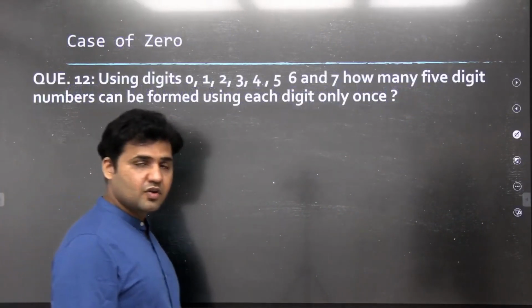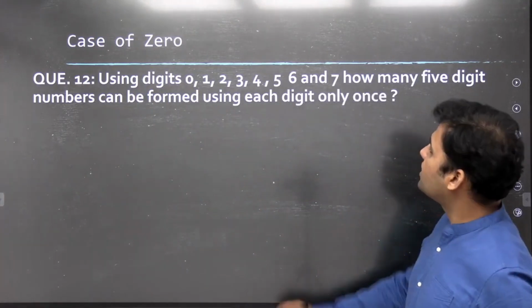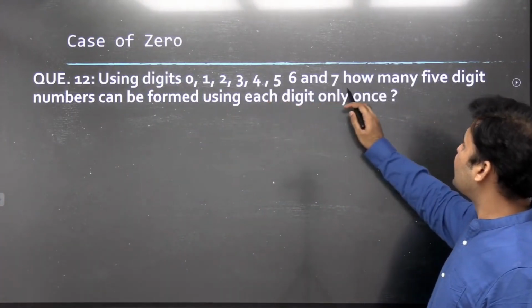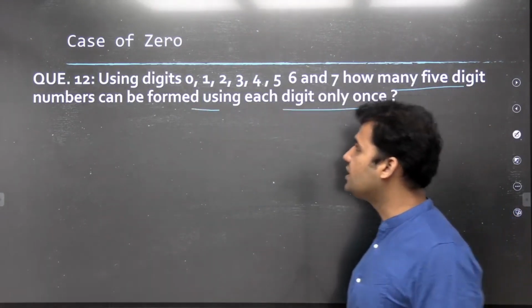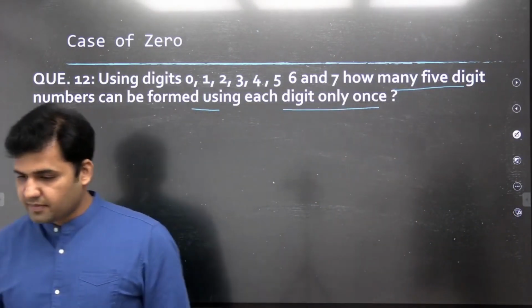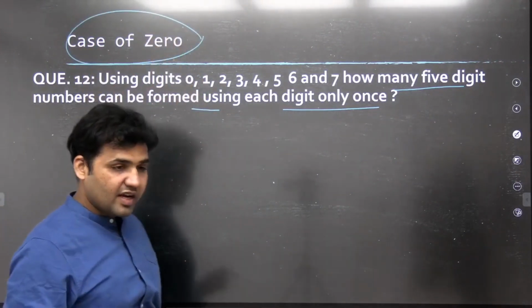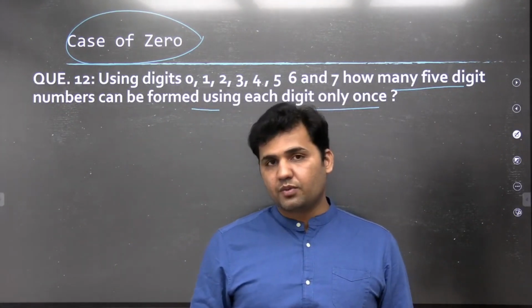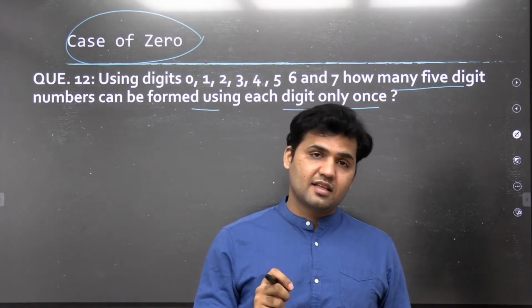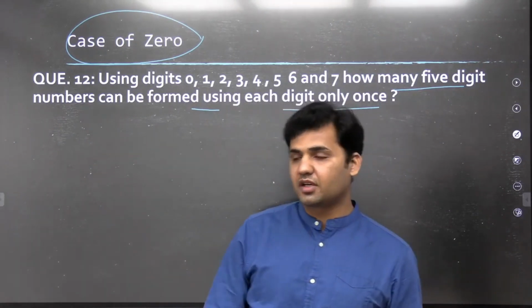Let's go to the next question, guys. Question number 12 is on the screen here. Using the digits 0, 1, 2, 3, 4, 5, 6, and 7, how many 5-digit numbers can be formed using each digit only once? Guys, here we are covering the case of 0. Whenever a 0 is given as one of the digits to you, you have to take some extra care when you are placing the 0 at the first position.